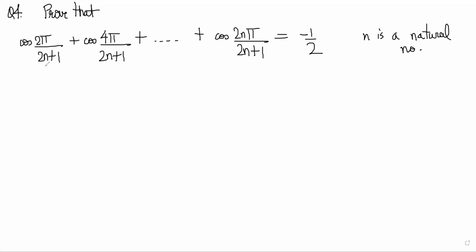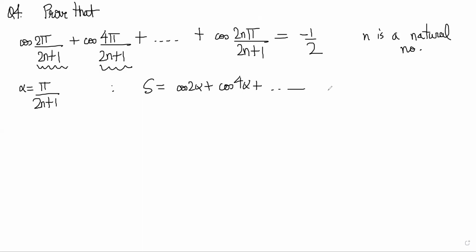So in this case, you can see that all the angles are varying and there is a common difference. So first there was 2 pi by 2n plus 1, then there was 4 pi by 2n plus 1. The next term would have been 6 pi by 2n plus 1. So if I take alpha as pi by 2n plus 1, the series basically looks like S is equal to cos 2 alpha plus cos 4 alpha, so on, plus cos 2n alpha, right? Now, there is a standard technique for this, and you will realize it once we do it. So what we do is multiply both sides by 2 sine alpha. 2 sine alpha into S.